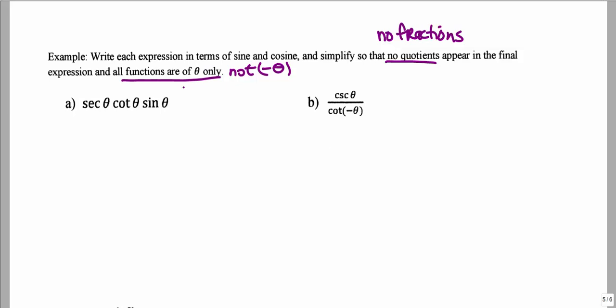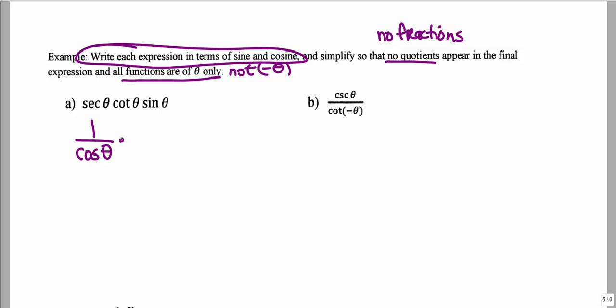So let's look at our first example. We have secant theta times cotangent theta times sine theta. So we are asked to write each expression first in terms of sine and cosine. So let's look at secant. Secant would be 1 over cosine theta times cotangent. Cotangent would be cosine theta divided by sine theta.